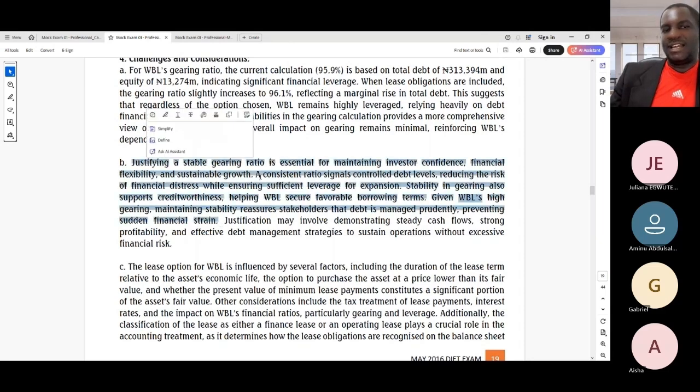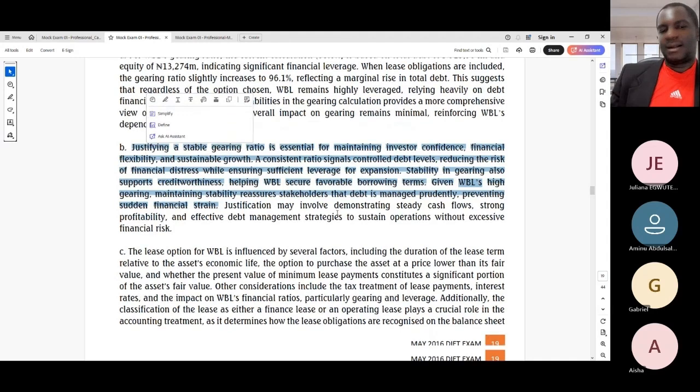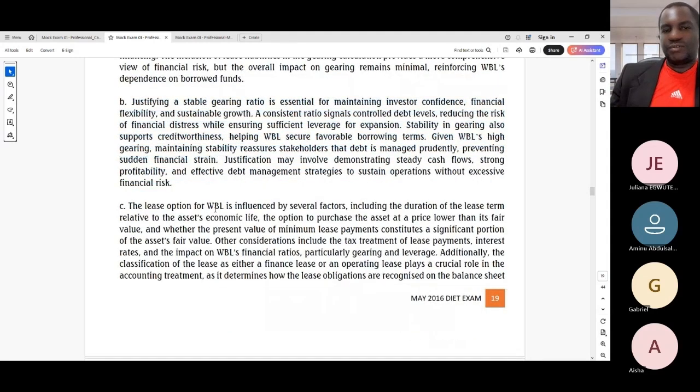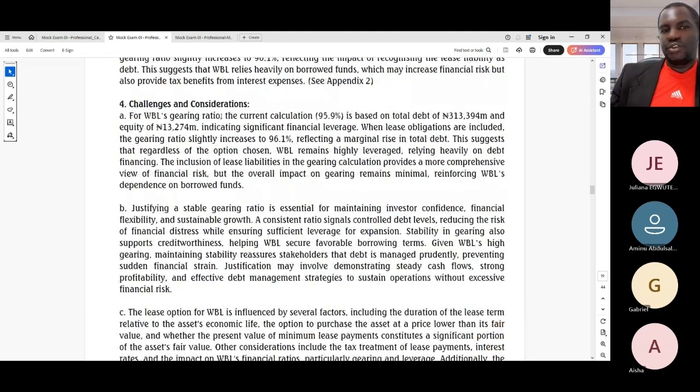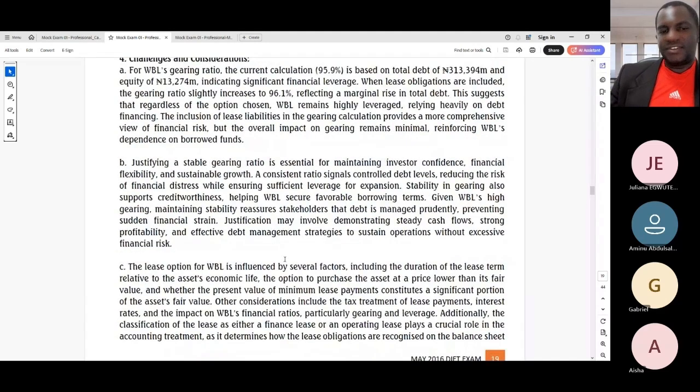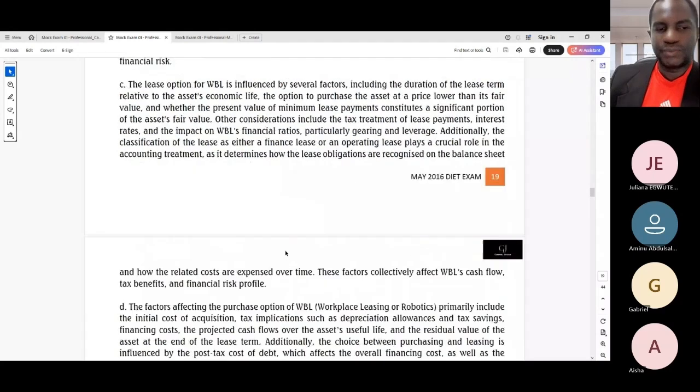So you're just speaking to the challenge and how the considerations could help the bank. The third option, the lease option for the bank, is influenced by several factors: the lease term, and the option to purchase the asset at a price lower than its fair value. So these are challenges you speak to under the header that you observed in the computations.